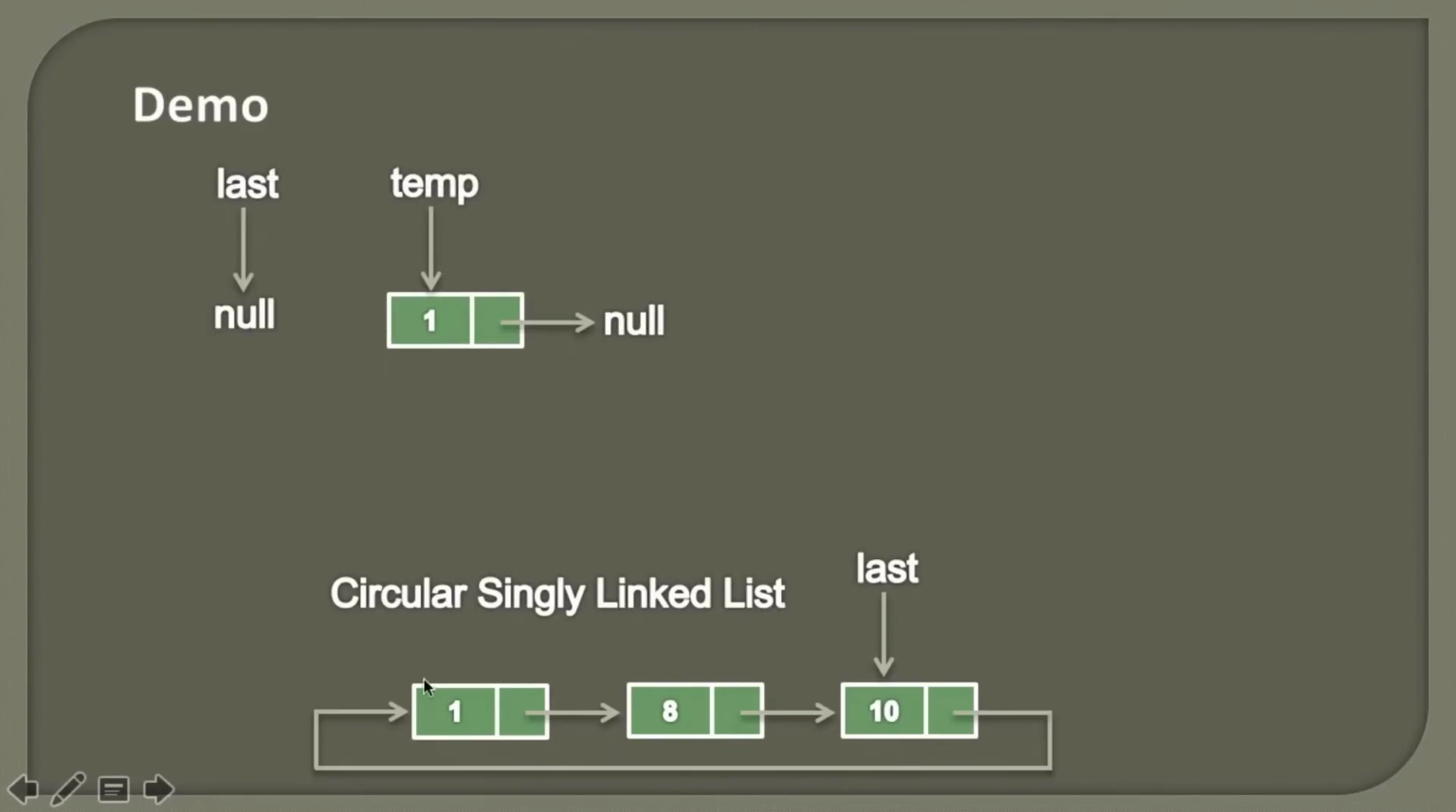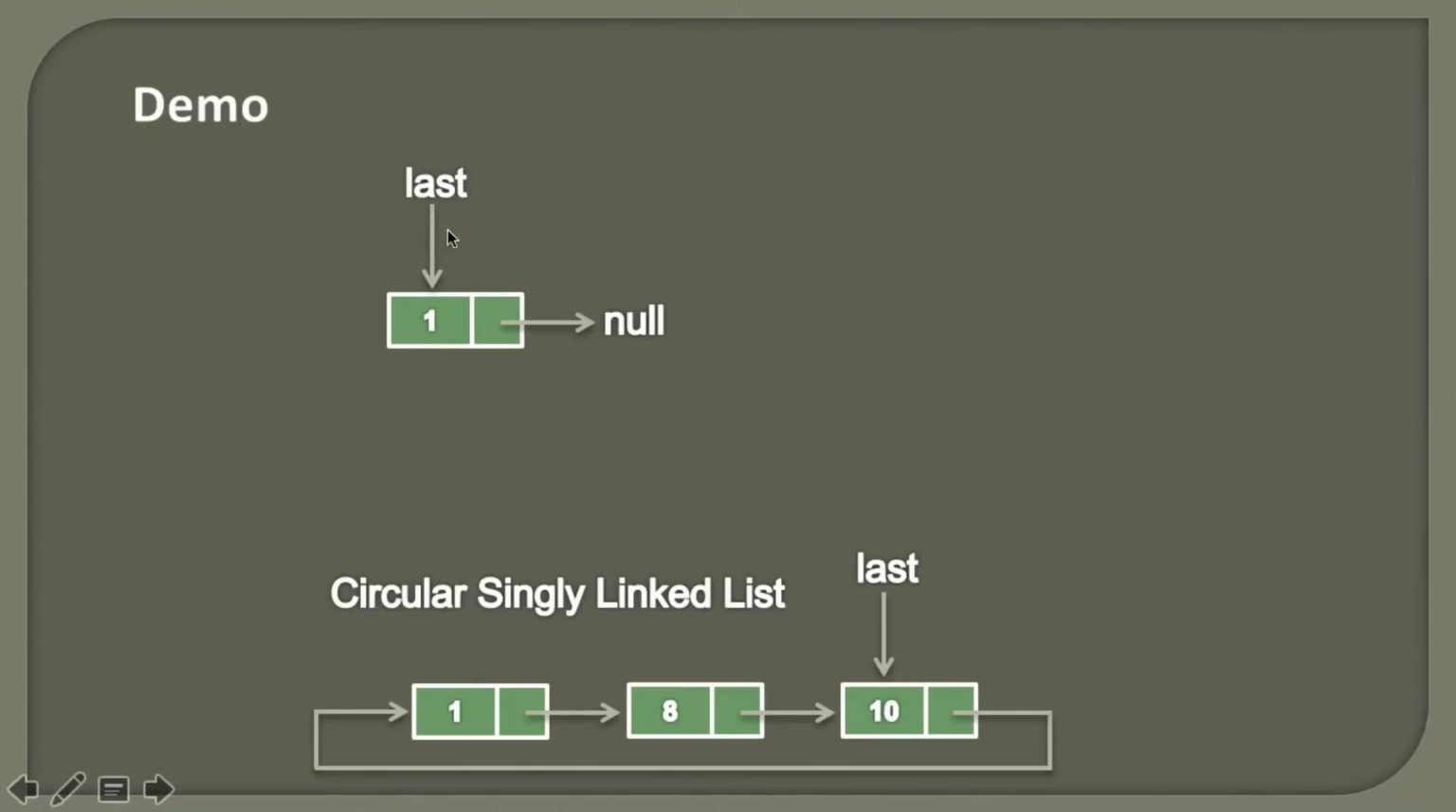Now let's suppose we are inserting this node having the data as 1. It's a simple node having data as 1 and next is pointing to null. If we want to insert this node into the circular singly linked list, and as the list is empty, we'll simply assign the value of temp into last, so that last points to this node. So it would look something like this.